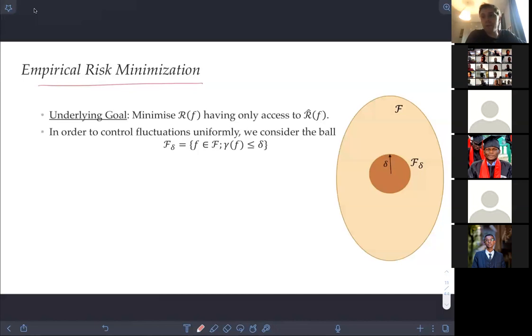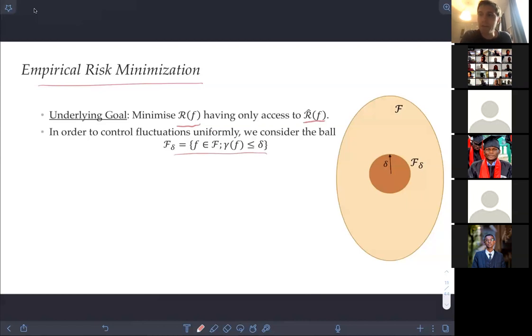So, and I repeat, the goal of machine learning, at least in the supervised sense, is to minimize this function, which is deterministic, with only access to this random function, which is a hopefully not too bad estimator of the population loss. And so, as I said before, we need to be able to control the fluctuations. We need to control the distance between these two functions in a way that goes beyond the pointwise control. For that, it is useful to consider, instead of the whole space of our hypotheses that we called capital F before, not all the hypotheses, but only those that have complexity that is not too large.